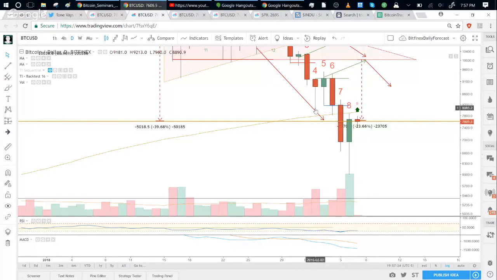So 7,600 was a price target. Today was my time target. You really want your price target and time target to be in line. These weren't in line, they were off by a couple of days.